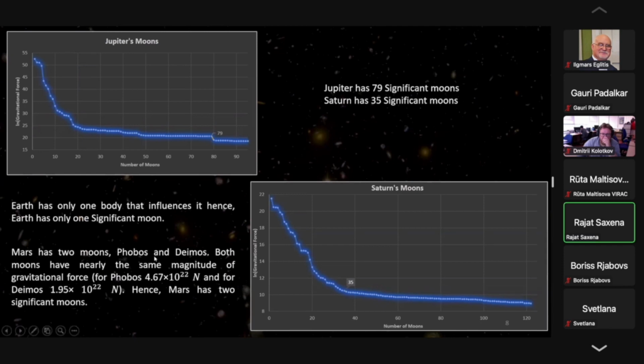Whereas Mars has two moons which have nearly the same magnitude of force. You can see here, they have nearly the same order of magnitude. Hence both moons have an equal contribution to their planet, and they have equal influence, and hence both moons are equally significant, and hence Mars has two significant moons. Now I would urge you to keep a note of these numbers: 79, 35, 1 and 2. They will come in handy in the calculations ahead.